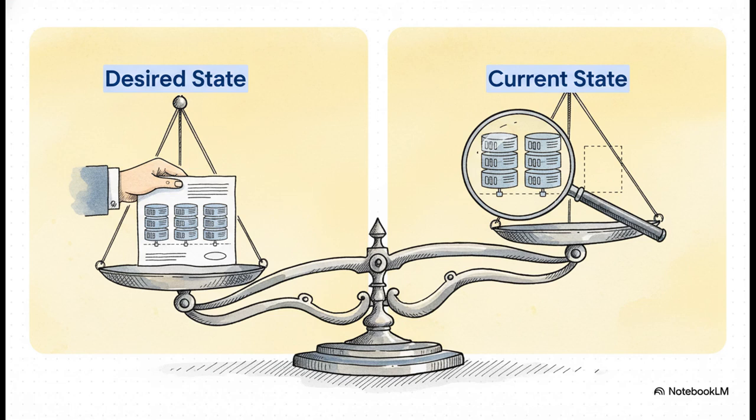The job of a thermostat is dead simple, right? You declare a desired state: I want the room to be 22 degrees. The thermostat then observes the current state. It's only 19 degrees in here. It sees a difference, a delta, and then it acts. It turns on the heat.